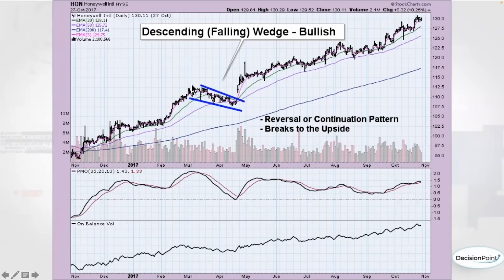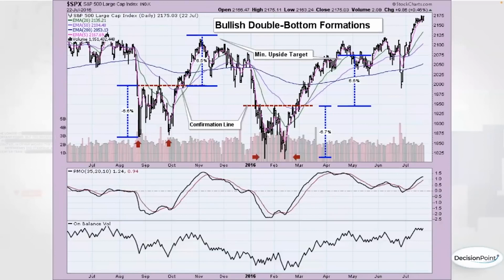But really, the main thing for these patterns is just to expect them to break to the upside. All right, the bullish double bottom. These are probably the easiest also to identify. Basically it looks like a big W. And what you would expect is an upside breakout.